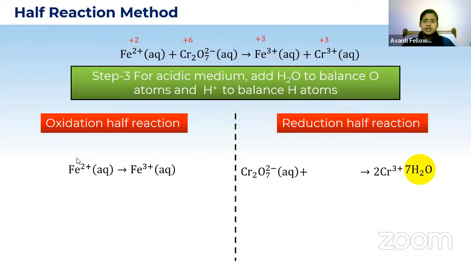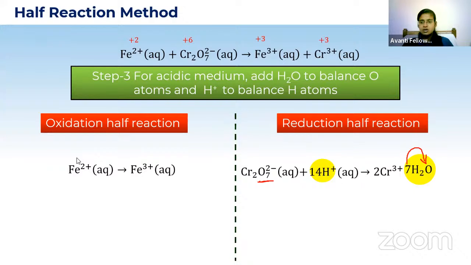So why I have put 7H2O specifically? I have 7 oxygen. So I have put 7H2O. Okay, 7 oxygen will come. So now the hydrogen count is 14. 7 into 2 is 14. So put 14H plus in the reactant side. So now hydrogen and oxygen, both of them are got balanced.